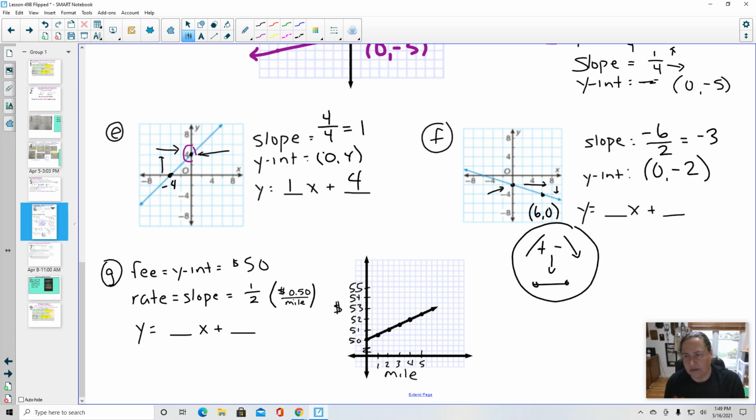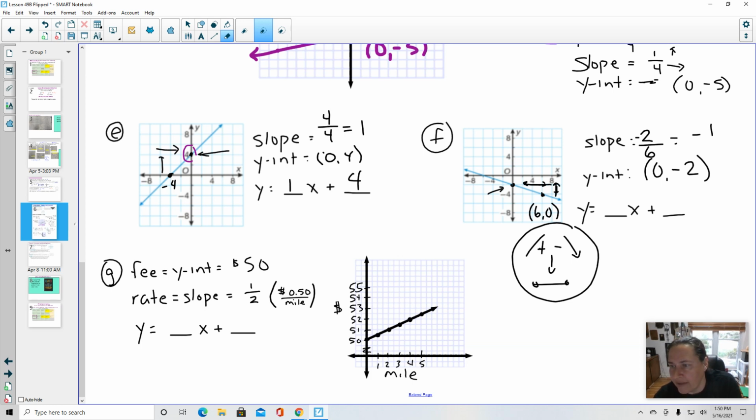Oh, shoot, I just did this weird, right? Because it's really a rise of 2. Sorry about that. I'm not going to re-record, so hang with me. It's a rise of 2. It's a negative slope and a run of 6. So I really should have looked at it this way. What's the rise and what's the run?